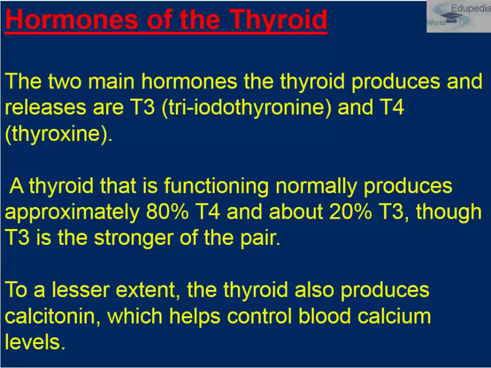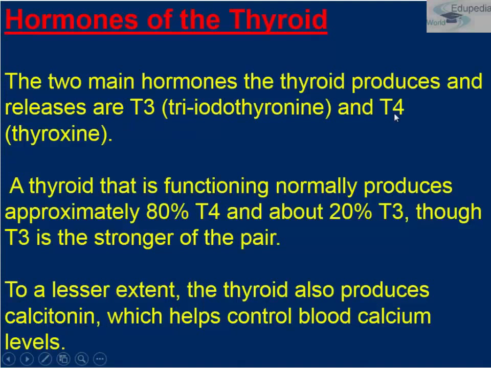A thyroid that is functioning normally produces approximately 80% T4 and about 20% T3, though T3 is the stronger of the pair. You can say that if your thyroid gland is functioning properly in your body, then it produces approximately 80% of the T4, and what is that T4? Thyroxine. And about 20% of your T3, which is triiodothyronine. Though T3 is the stronger of the pair, although it is produced only 20%, it is stronger as compared to T4, that is thyroxine.